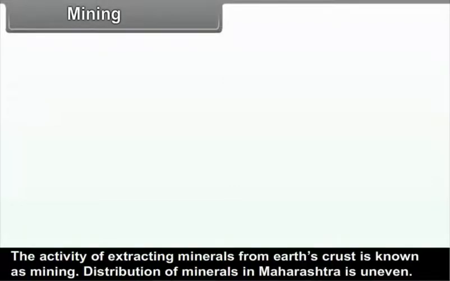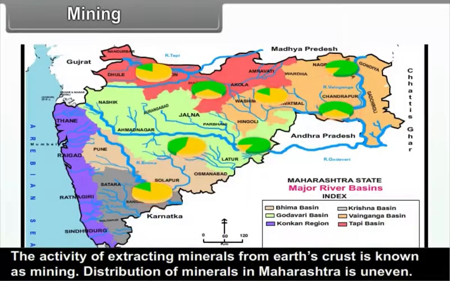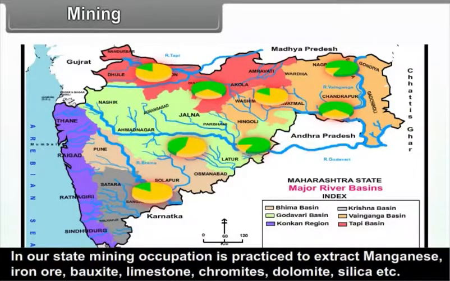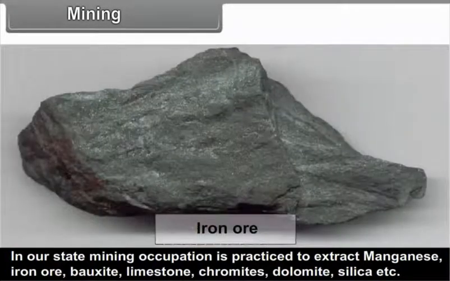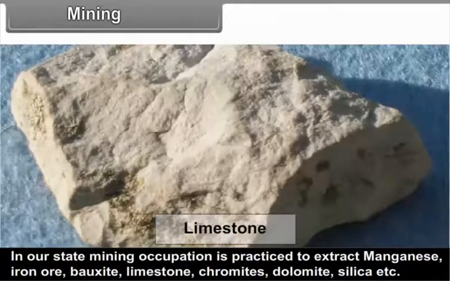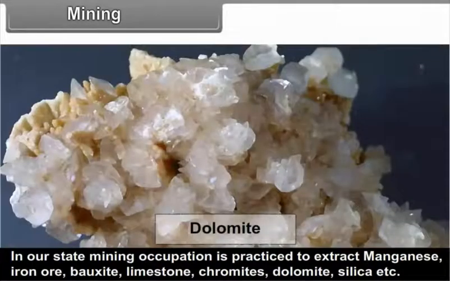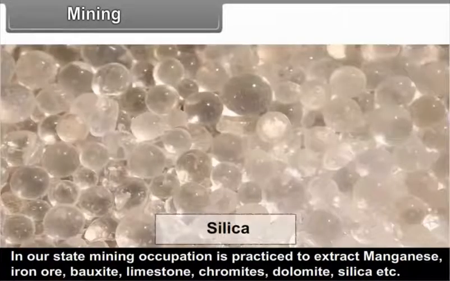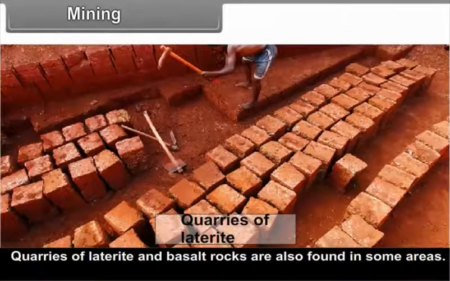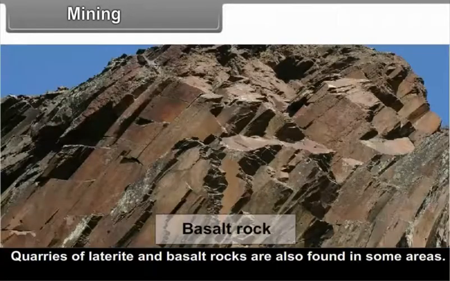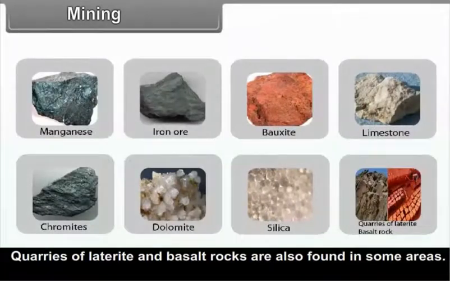Number 6. Mining. The activity of extracting minerals from the Earth's crust is known as mining. Distribution of minerals in Maharashtra is uneven. In our state, mining occupation is practiced to extract manganese, iron ore, bauxite, limestone, chromites, dolomite, silica, etc. Quarries of laterite and basalt rocks are also found in some areas.